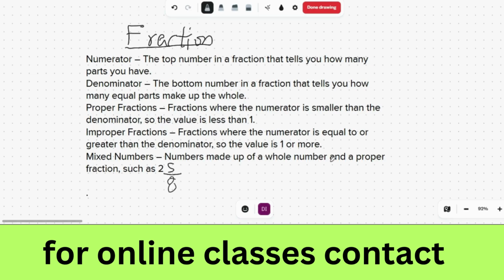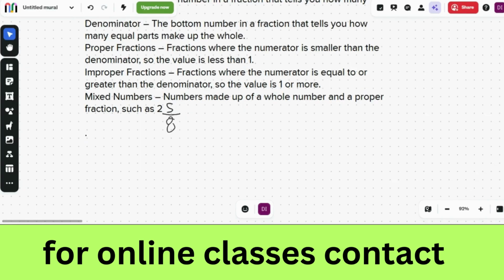Proper fraction, simply a fraction where the numerator is smaller than the denominator, so the value is less than 1. Improper fraction, where the numerator is equal to or greater than the denominator, so the value is 1 or more than 1. Mixed fraction, a number made up of a whole number and a proper fraction, such as 2 and 5 by 8.